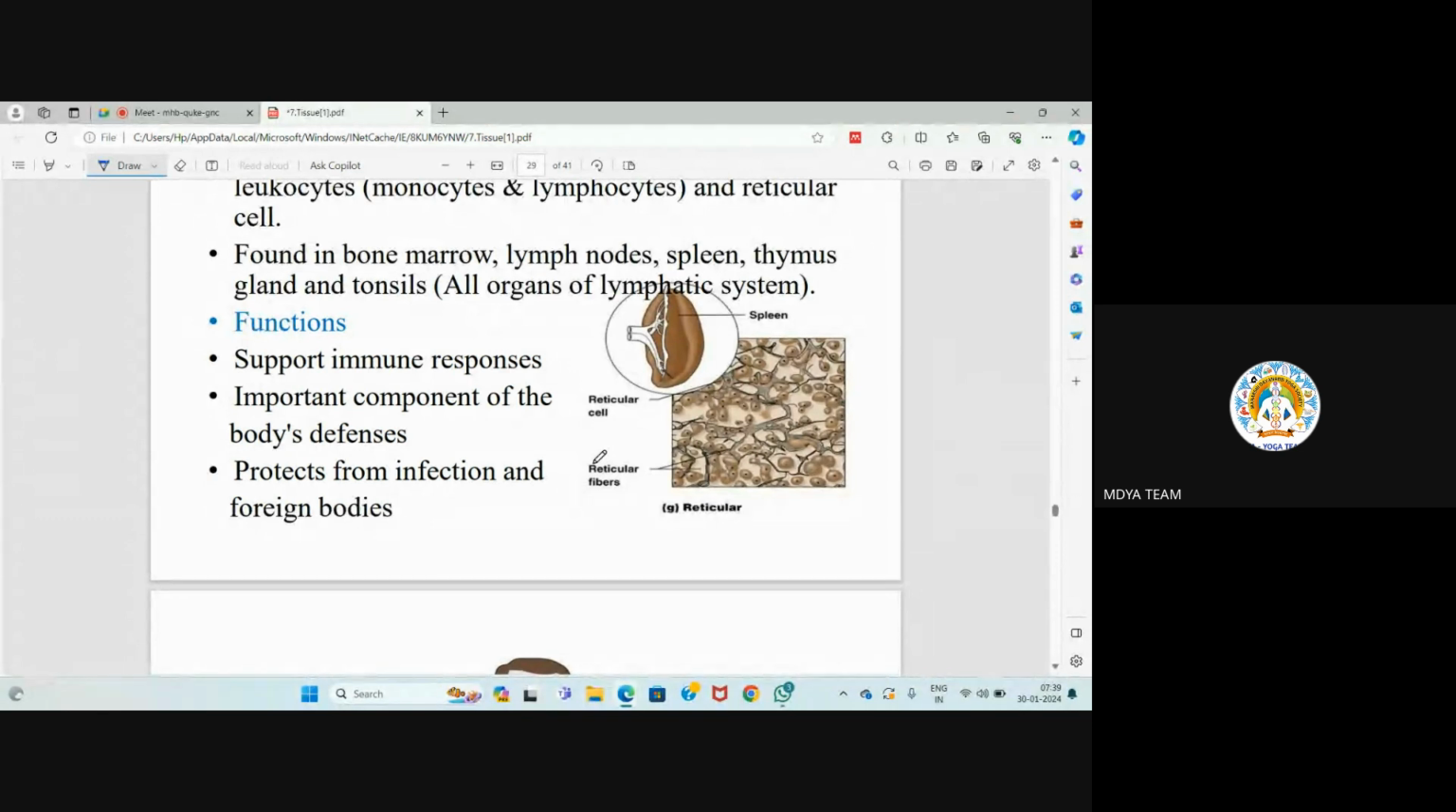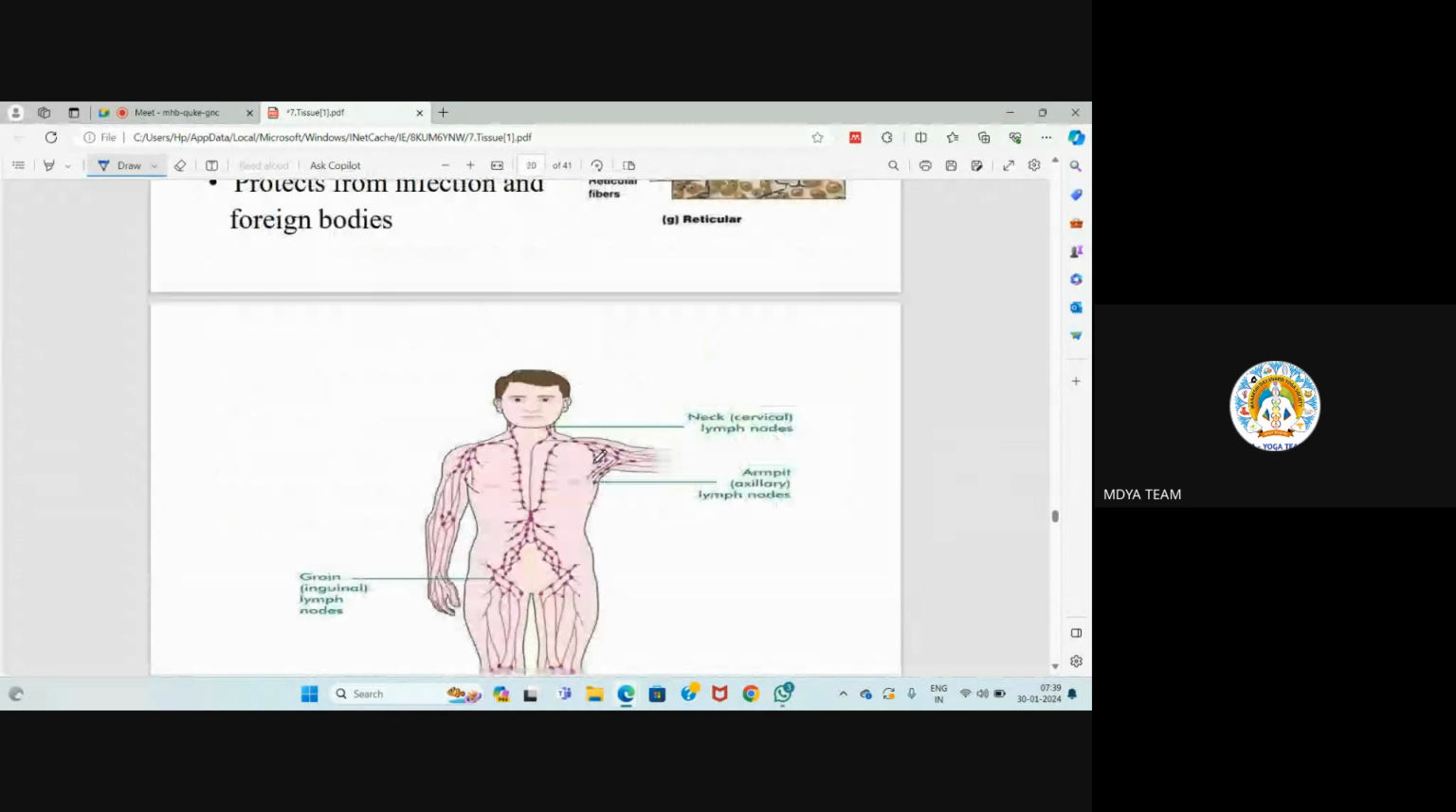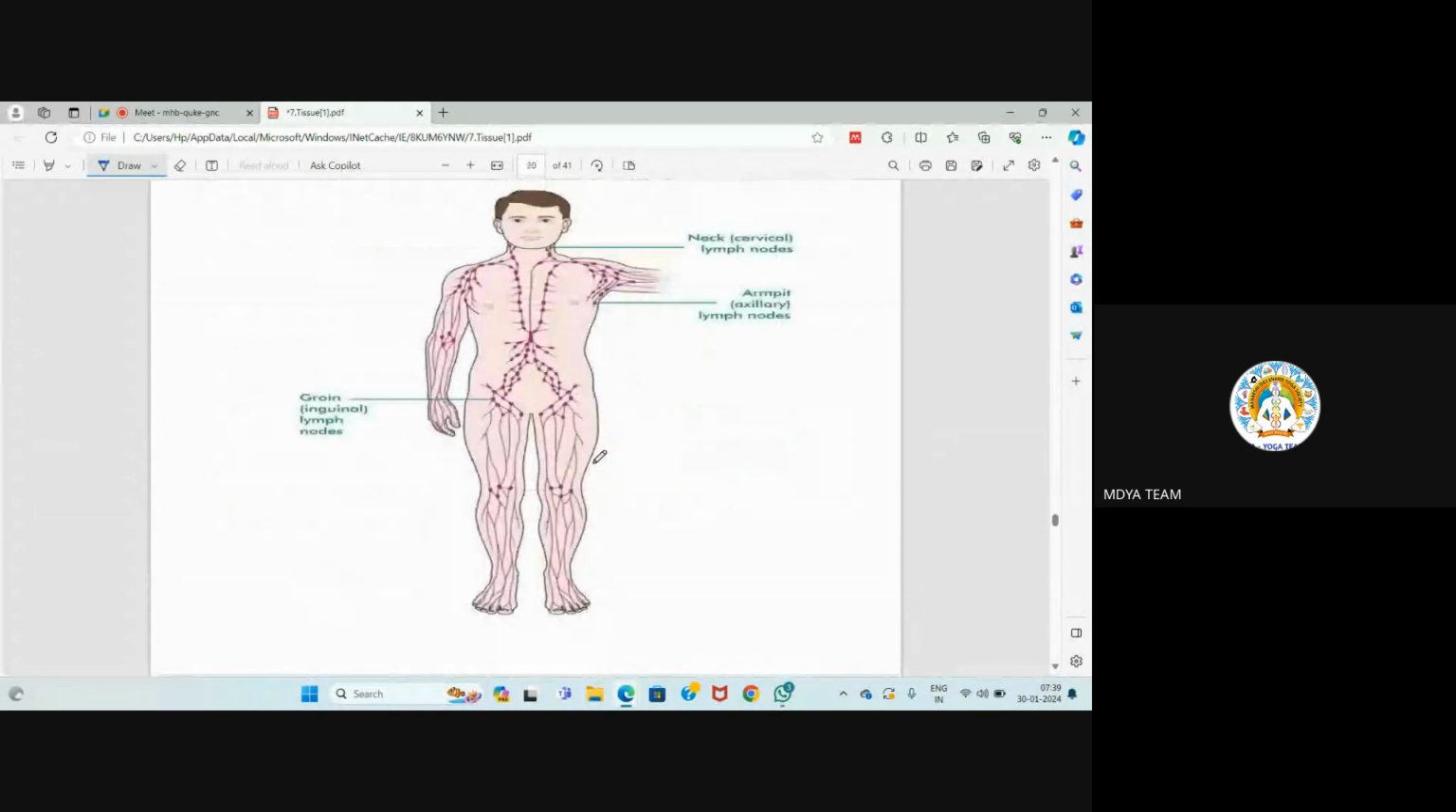Now here you can see lymph nodes. Just like in our circulatory system, where blood vessels can be found everywhere in the body, the lymphatic system is also parallel to the cardiovascular system. As blood vessels, meaning arteries, veins and capillaries, are present everywhere in the body, in the same way it is parallel to the cardiovascular system.